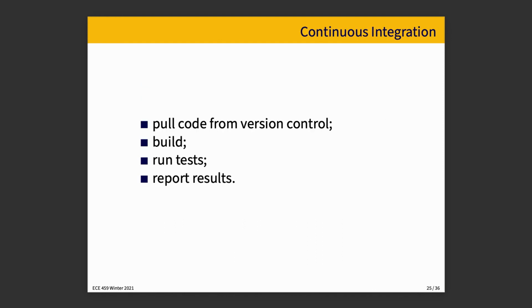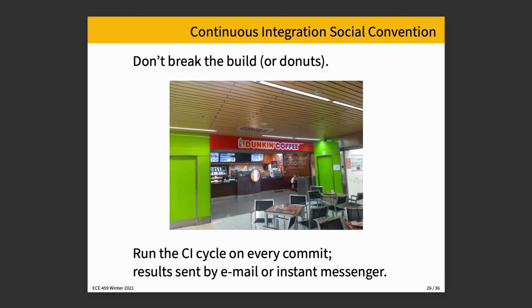Continuous integration gets a brief mention, even though it's really best practice based on version control and scripted deployments. But for the sake of making sure I don't leave anything out, continuous integration pulls the code from version control, builds it, runs some tests, reports the result. And what makes this work is there is a social convention to not break the build. And these things get done automatically on every commit, and results are sent around, email or instant messenger or something like that.